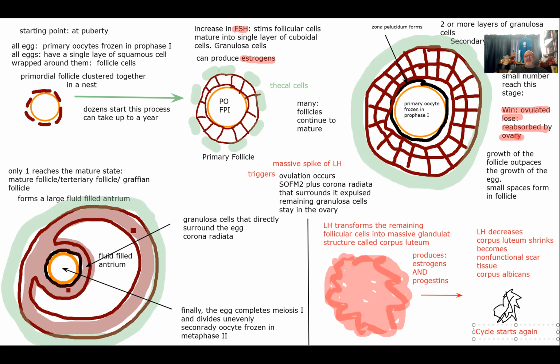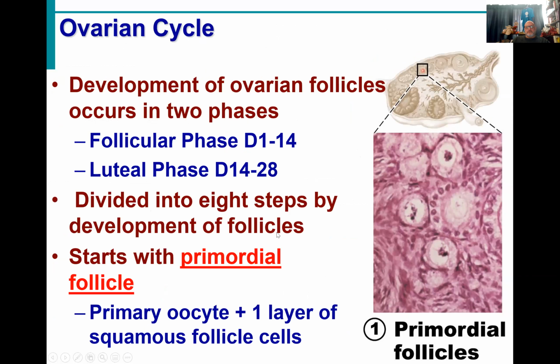Let's go through the pictures from the textbook, because that way we can talk about a couple more things while we go through it. Let's go through it a second time, and then I'll ask our questions. So, again, we start prior to puberty. We start basically at birth with a cell like this one right here. This cell right here is our primary oocyte, frozen in prophase 1, surrounded by a single layer of squamous cells.